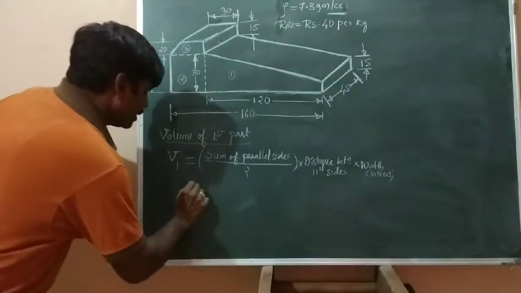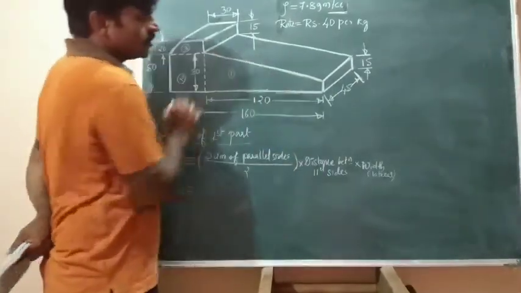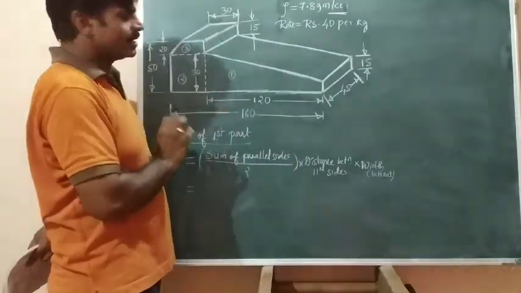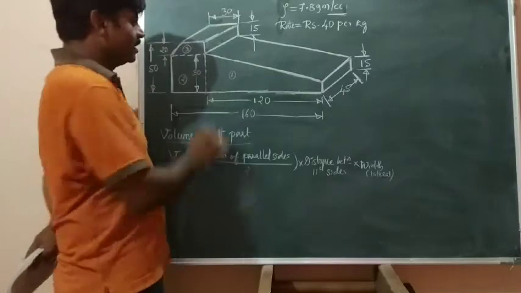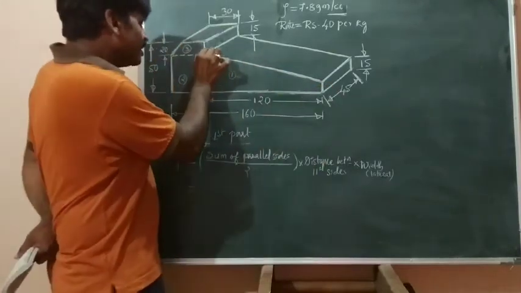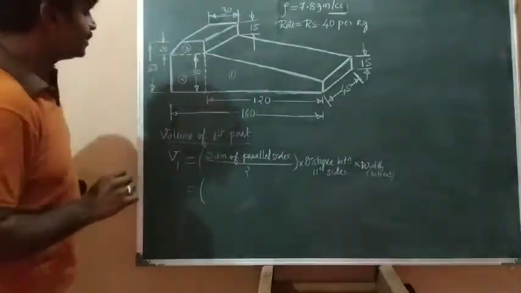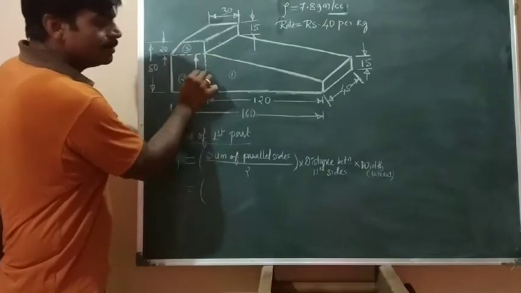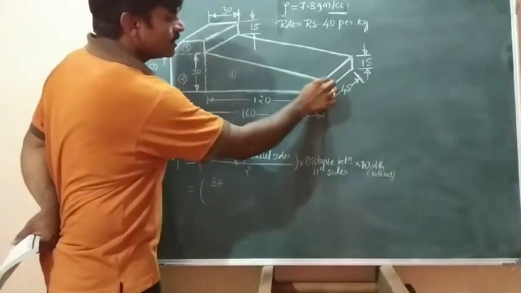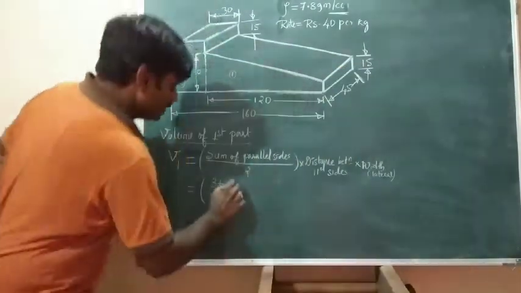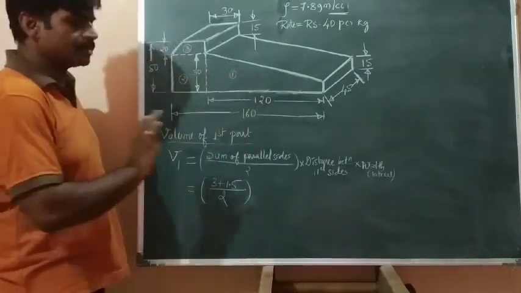Now, according to this, in the first part, identify the parallel sides here. Observe this side and this side. These two sides are parallel here. So the sum of parallel sides means this length plus this length. Let me write the values here. This length is 30 millimeter, in terms of centimeter we are taking 3, plus one more side, this length, which is 15 mm, so 1.5 centimeter, divided by 2. This bracket term is over now.